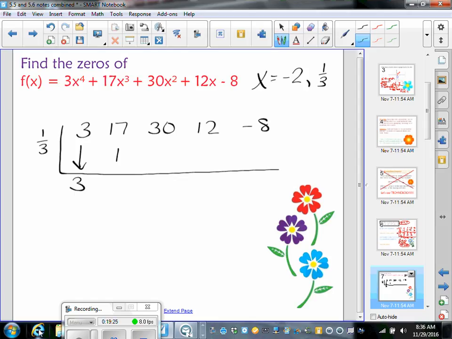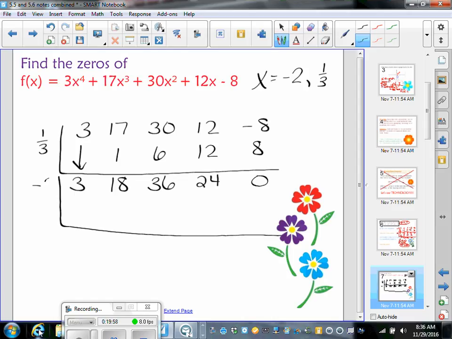Add. 1/3 of 18 is 6. Add. 1/3 of 36. Add. 1/3 of 24 is 8. Add 0. All right, so I started with x to the 4th. I'm down to x cubed. But I have another answer to take this down to an x squared so I can actually solve this thing.